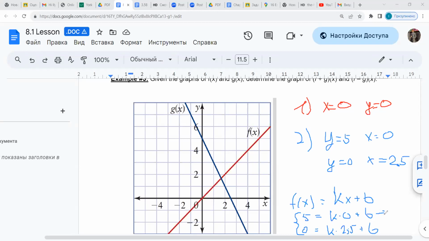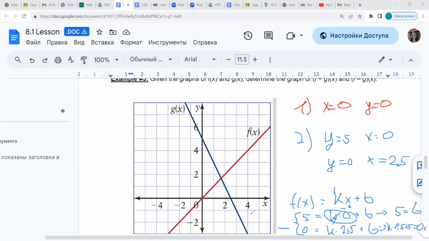So from the first one, I can see that k times 0 is just going to simply be 0. So I can say that 5 equals b. And I already found b. b equals 5, right? Now, I substitute it into the second one because it's a system of equations. Substituting it into this one would give me k times 2.5 plus 5 equals 0, right?